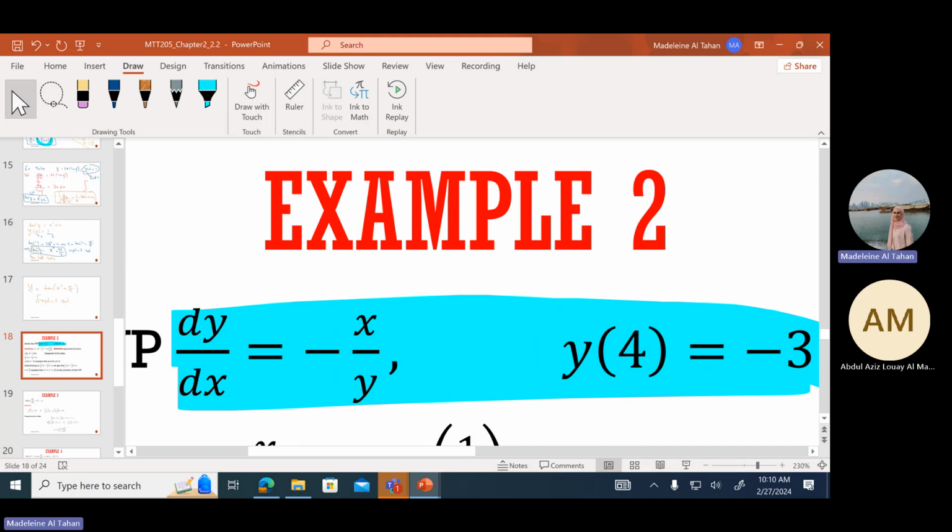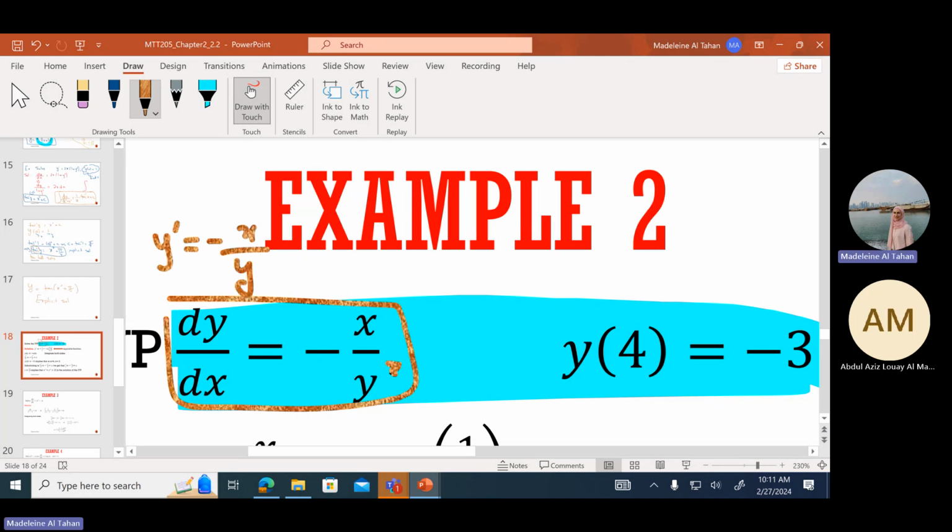Don't you get bored? What's called the white line? Why prime? Write it as dy by dx. You're done? No. This is not the white line. So this one, y prime equals negative x over y.